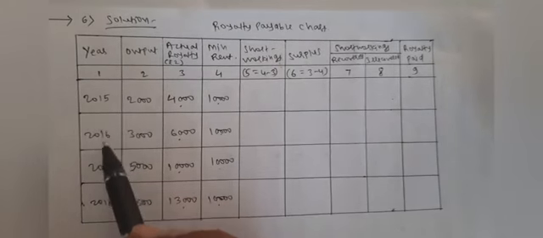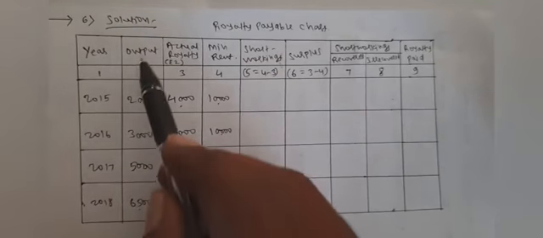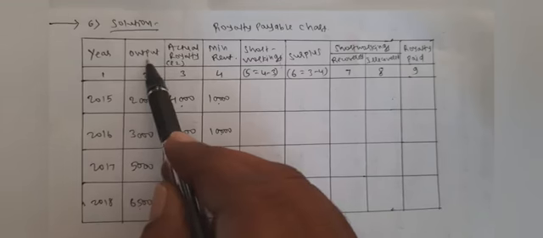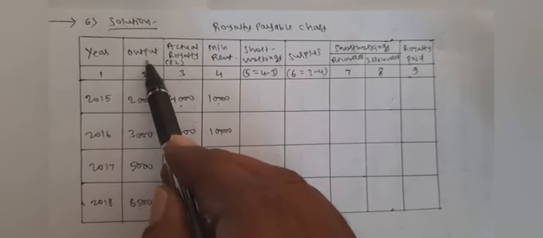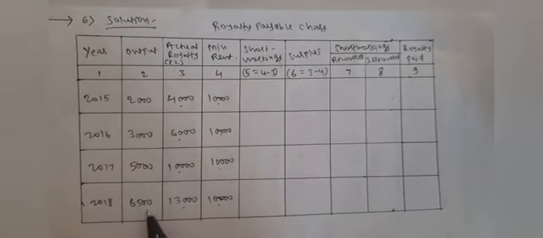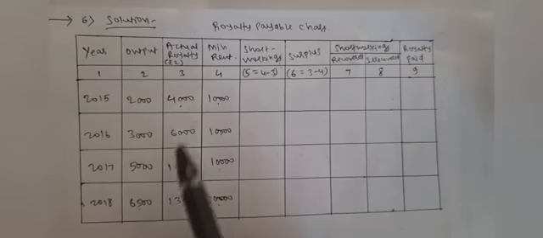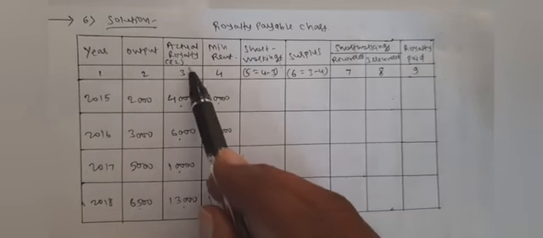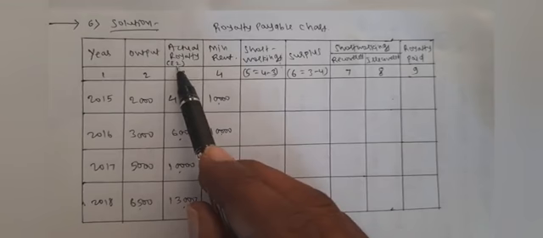Years 2015, 16, 17, 18. Output is nothing but the number of copies, that is, books printed and sold: 2000, 3000, 5000, 6500. Actual royalty is fixed. How much is it? Rupees 2 per copy.